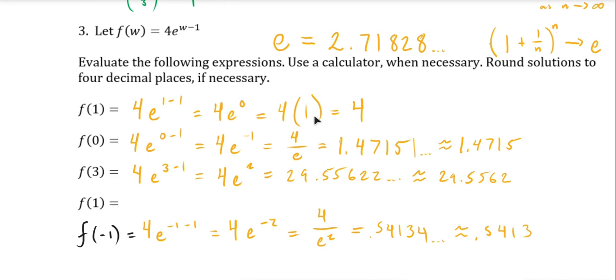When we don't need to plug something into the calculator are situations like this, where I know e to the 0 is just 1, and so this can be exactly evaluated as a 4. On the other hand here, if I plug in 0, subtracting 1, I'm going to have a 4 times e to the minus 1, or 4 divided by e if you like.